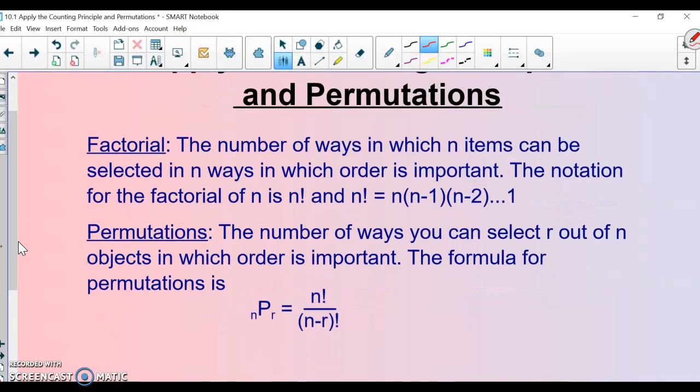So 10.1 is not only about the fundamental counting principle, we also are going to look at 2 different ways to count the number of ways that some events can happen. The first way that we're going to look at is something called factorial. The premise behind factorial is you have n events, or n objects, and you are going to figure out how many ways that you can position them, essentially. So we have n objects, and we want to select all n of them. And we're interested in how many ways that we can order that selection.